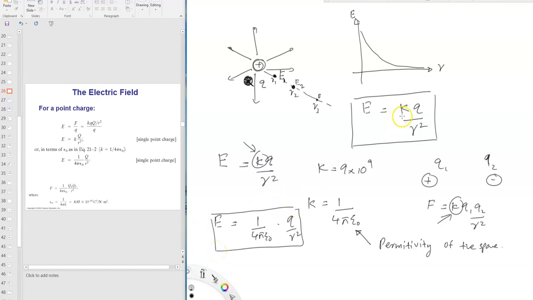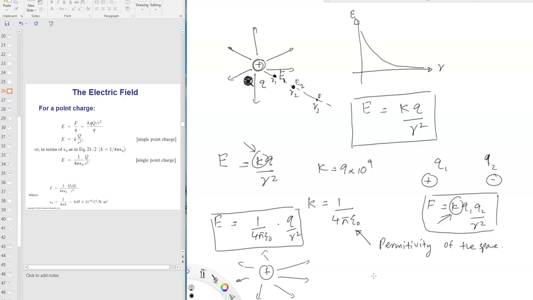I can write this one the same way. Instead of K, I can write 1 over 4 pi epsilon naught. This is more basic because it has this basic constant called the permittivity of the space. It tells you, if you have a charge, how much the space around it permits electric field lines to travel through it.